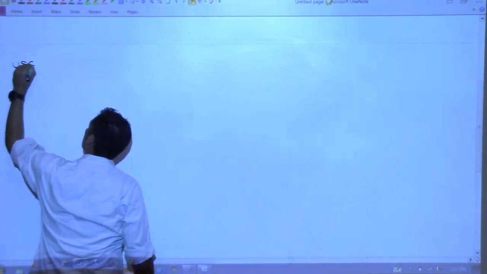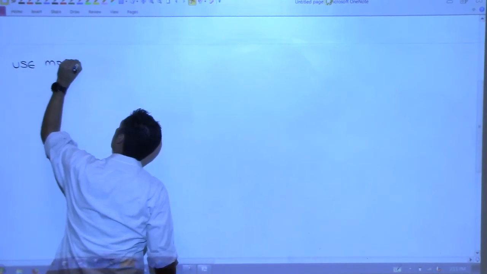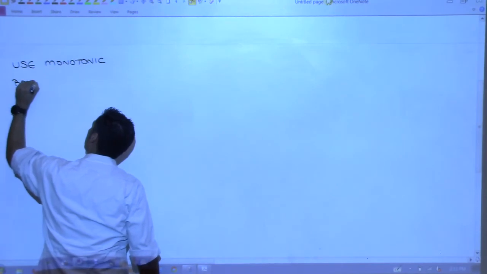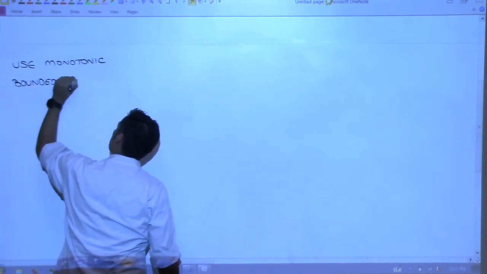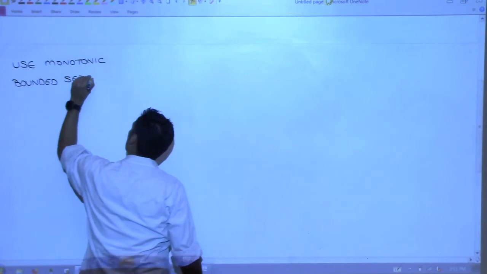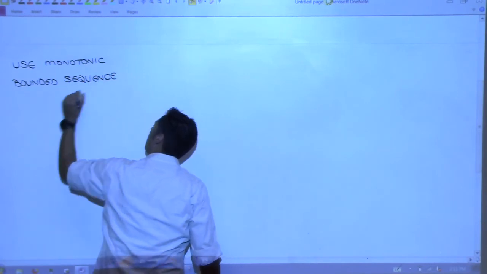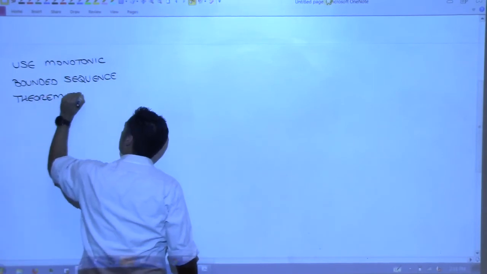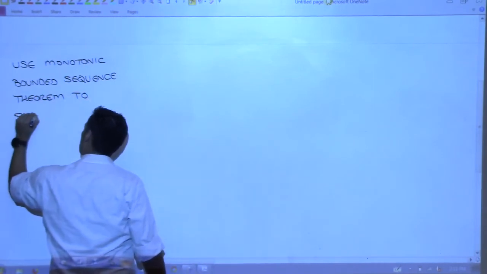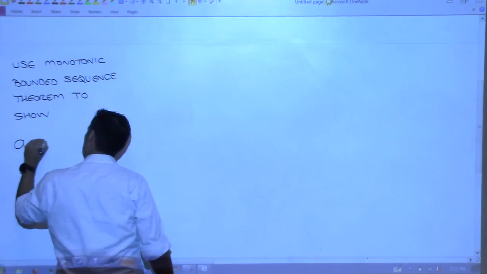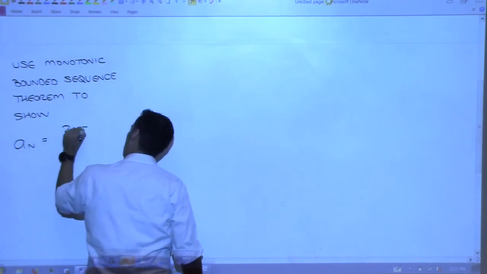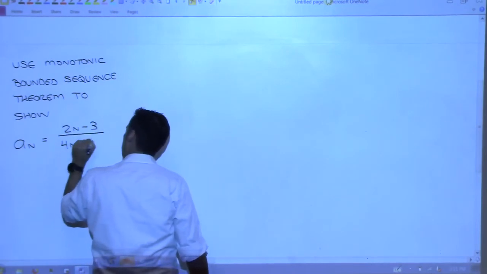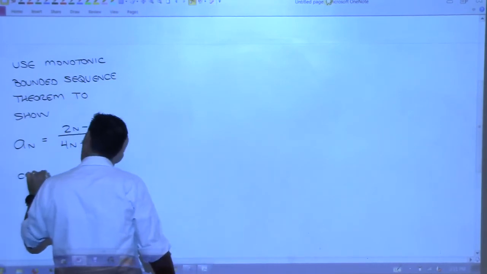Use the monotonic bounded sequence theorem to show a sub n equals (2n minus 3) over (4n plus 1) converges.